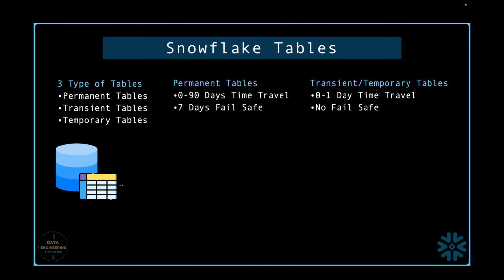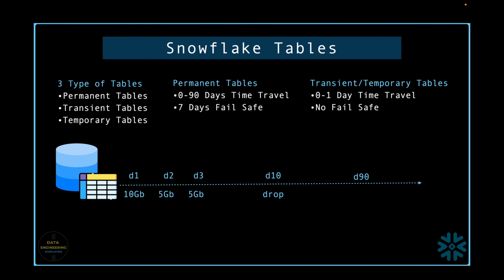So let's say you create a permanent table. On day 1, you inserted 10 GB worth of dataset. Next day, you modify many records, and for simplicity, let's assume that the modification is equivalent to 5 GB of changes. You perform similar operations on day 3, and on day 10, for some reason, you decided to drop the table. And if the table has a 90 days time travel parameter, and since it is a permanent table, its failsafe period is 7 days.